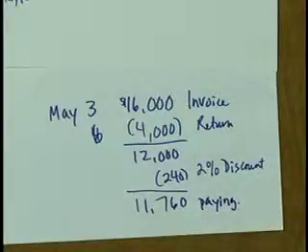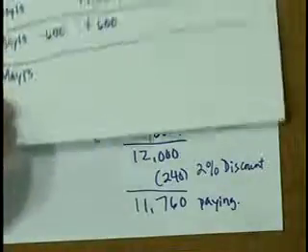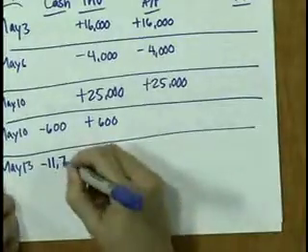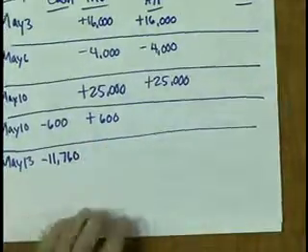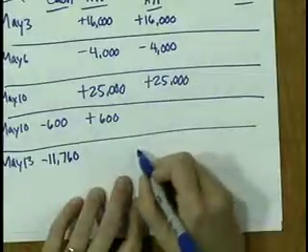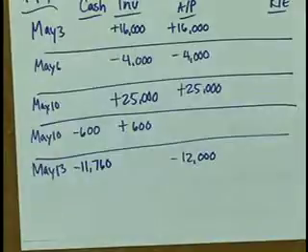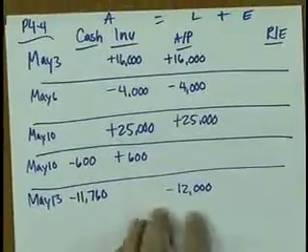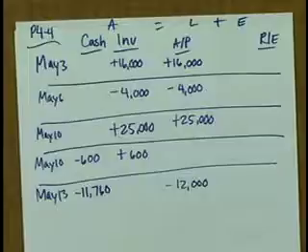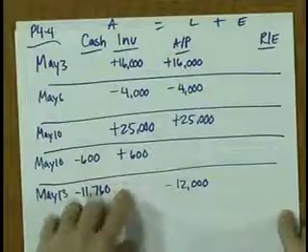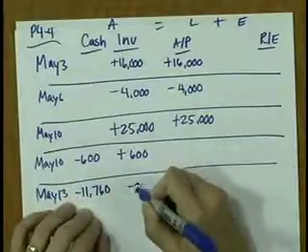So cash is going down $11,760. It's to pay for accounts payable of $12,000. Something's not quite right here. Where do I record the difference of $240? Purchase returns and allowances? It is a purchase return allowance, but I'm using a perpetual inventory system, so where does that get recorded? Inventory. Right.